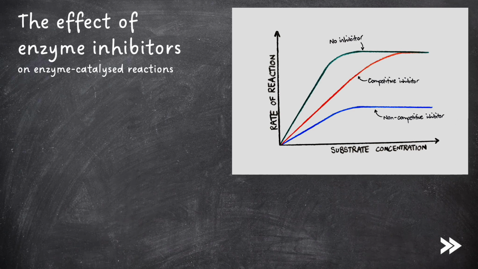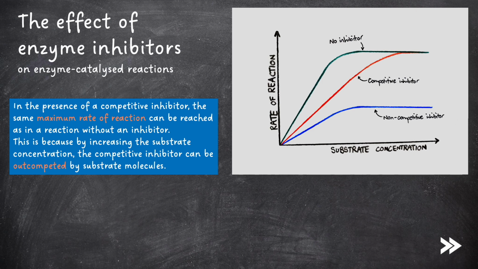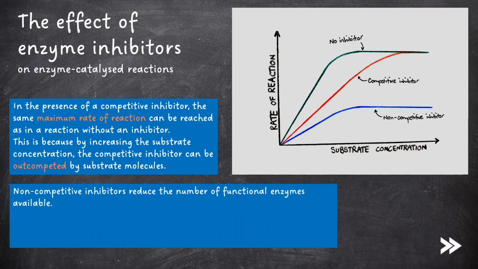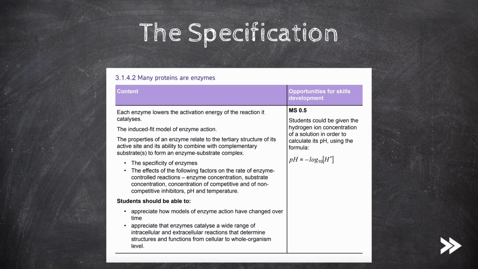a graph of rate of reaction against substrate concentration, reactions in the presence of a competitive inhibitor are able to reach the same maximum rate of reaction as when no inhibitors are used, just it requires a higher substrate concentration to reach this point. This is because by increasing the substrate concentration, the competitive inhibitor can be outcompeted by substrate molecules, whilst non-competitive inhibitors, on the other hand, reduce the number of functional enzymes available. Substrate and inhibitor do not compete for the active site, so increasing the substrate concentration has no influence on the effect of the inhibitor. Great, that would be enzymes covered.